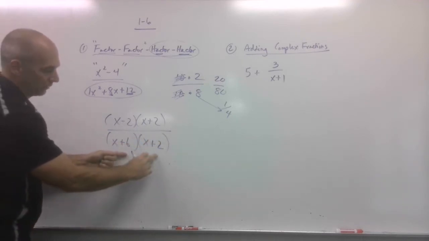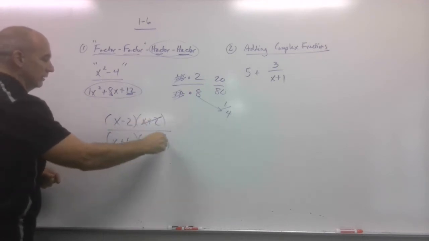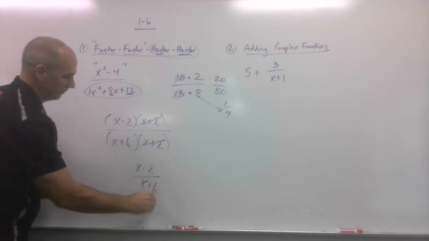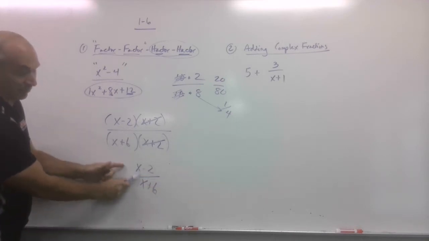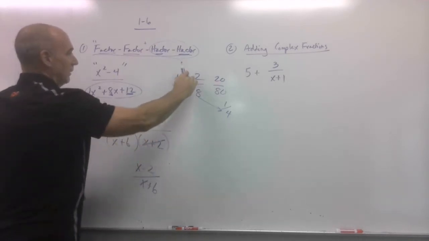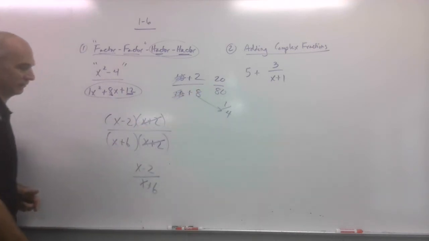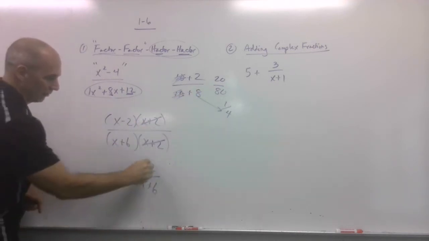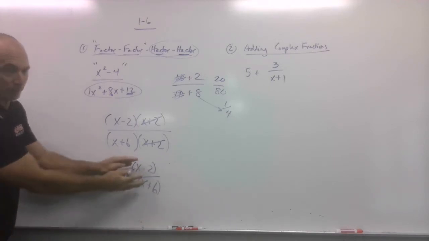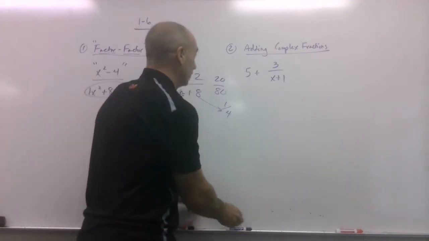Notice the binomials are connected by multiplication. These cancel, so x minus 2 all over x plus 6. And again, you're going to be tempted to cancel these x's out, but you can't, because same reason we couldn't cancel the tens out when it was plus. So you're done. Or you can just look at it like this. These two things are not the same. So you're done.